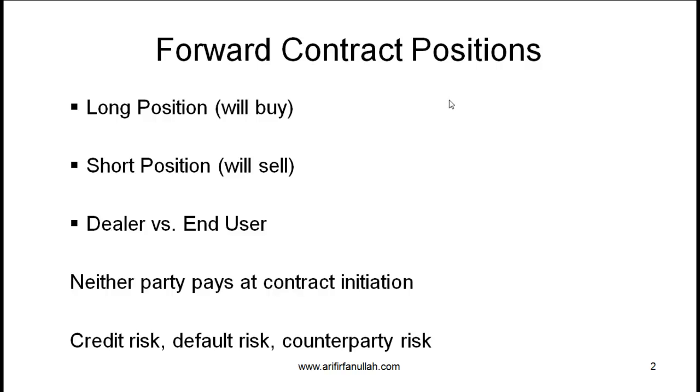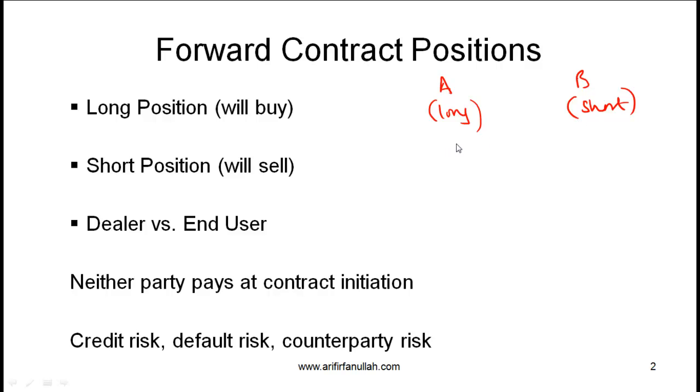Let's call one party the long and the other party the short. So let's say we have party A, which is long, and party B, which is called the short party. Essentially, in a forward contract, party A, which is long, makes a commitment to buy something from party B, which is short, at a certain point in time for a certain price.